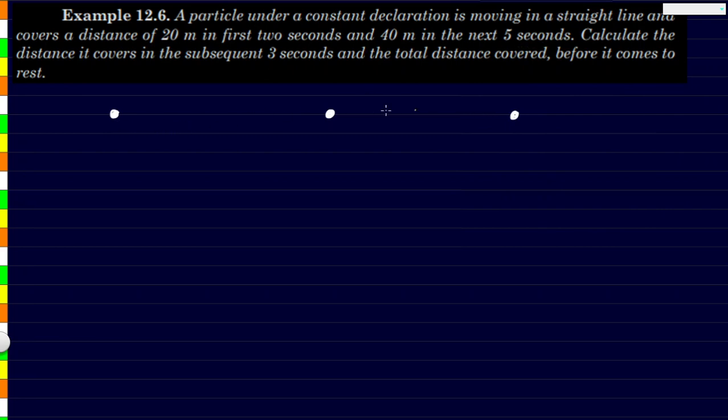So I've taken 3 dots in the straight line. It's covering a distance of 20 meters in the first 2 seconds, and then it's covering another 40 meters in the next 5 seconds. So the time between these 2 points is 5 seconds.